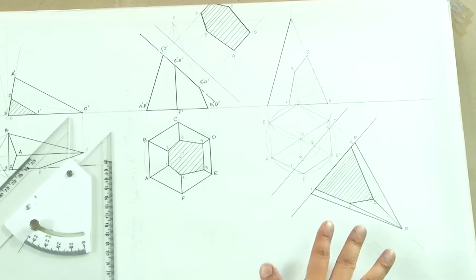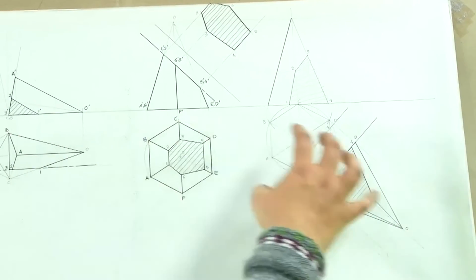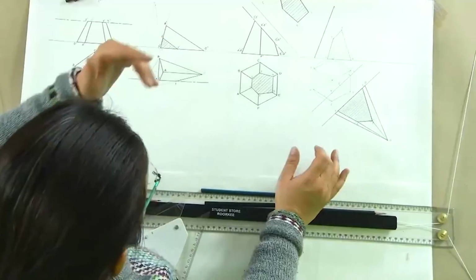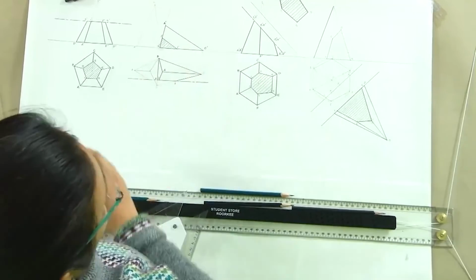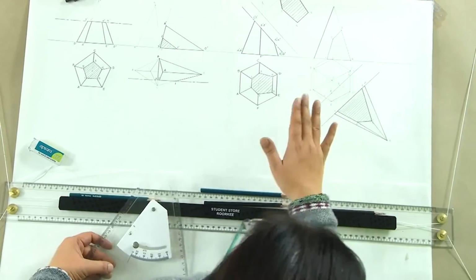So, in this manner you can draw the sections of pyramids given different conditions of the section planes: parallel to HP, perpendicular to HP, parallel to VP, inclined to HP and perpendicular to VP, and this one is inclined to VP and perpendicular to HP. So, I hope with this you have fairly understood how to draw sections of pyramids, and we have already covered the sections of prisms earlier.